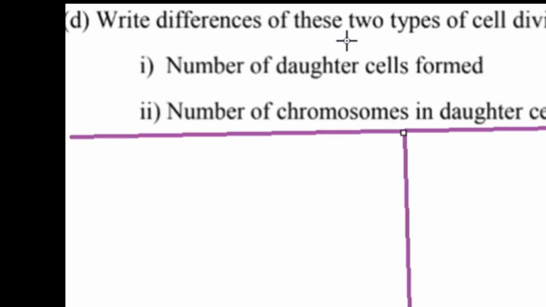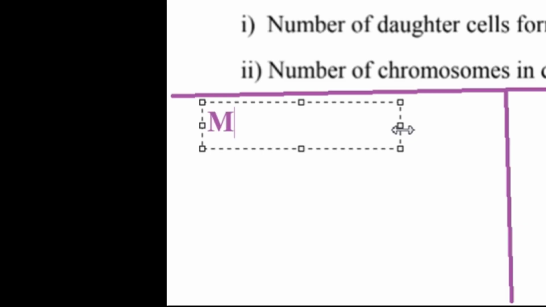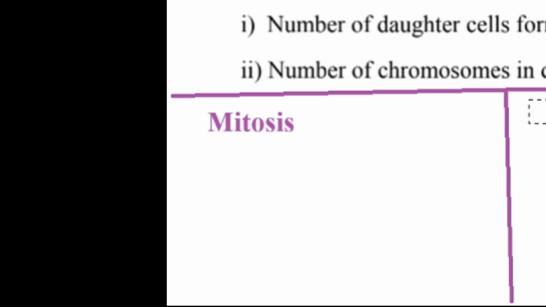Write differences of these two types of cell divisions in respect of 1. The number of daughter cells formed, and 2. Number of chromosomes in daughter cells. So we will divide this into two columns. We'll make one column for mitosis and the other column we can make for meiosis.